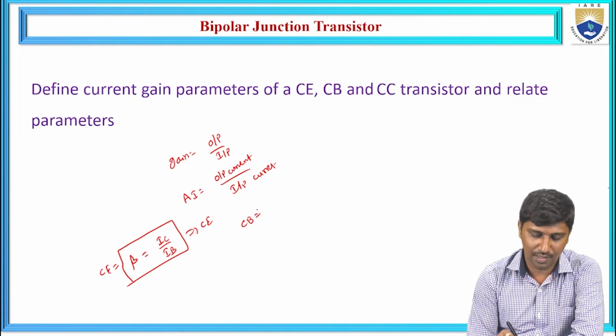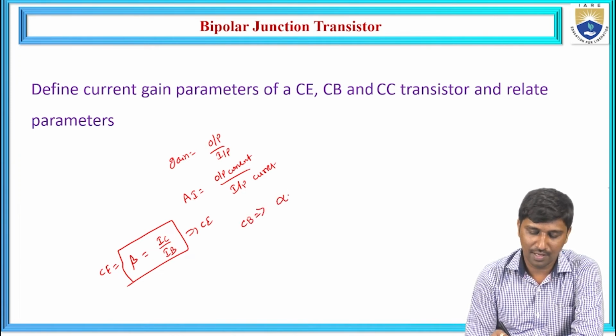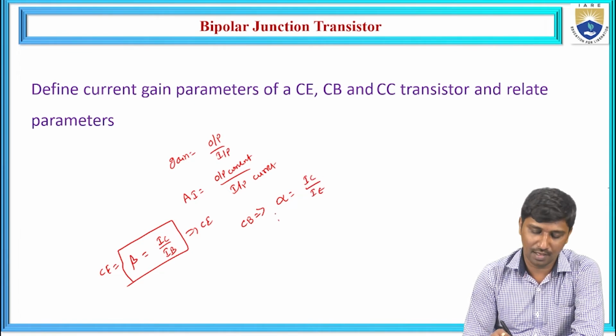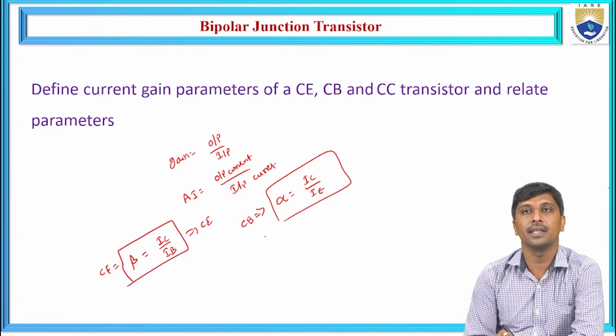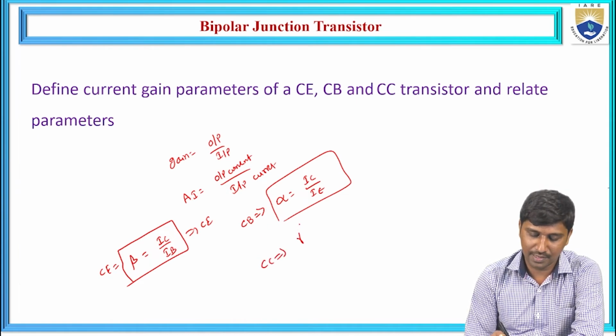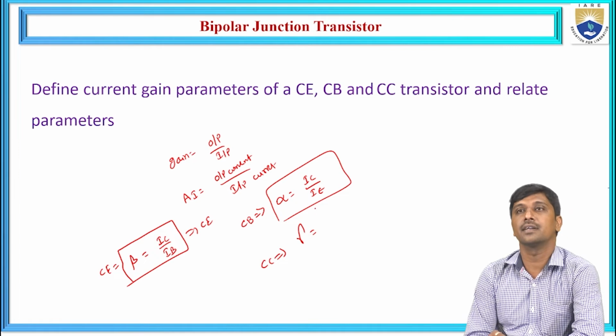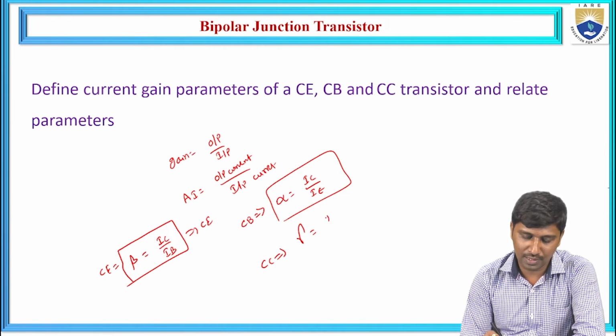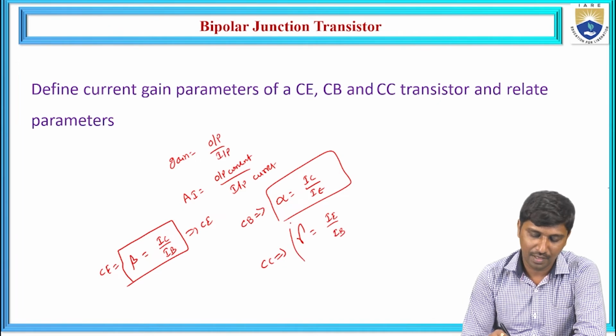Similarly for a CB, it is defined as alpha, the ratio of output current to input current. CB means the output current is the collector current and the input current is the emitter current. Hence alpha is represented as IC by IE. Similarly, for a common collector, the DC current gain is defined as gamma. Again the output current in common collector is the emitter current and the input current is the base current.